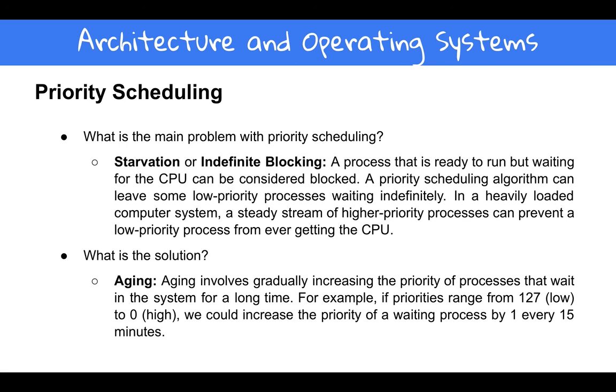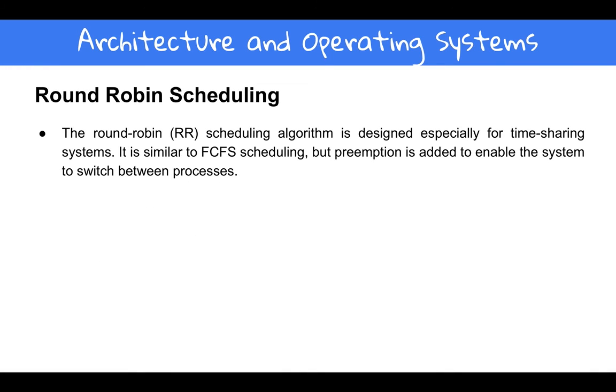So starvation is a problem with priority scheduling, and aging, increasing the priority gradually, is an approach that can solve this problem. The next one is the round robin scheduling algorithm, which I'll explain in the next video.